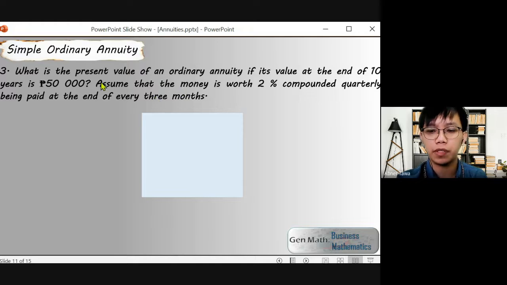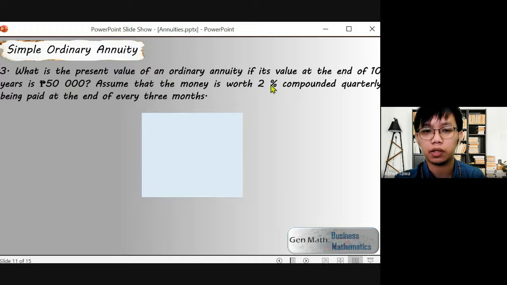If you notice, the present value as the unknown is already specified, compared to our problem recently where it was not specified. Okay, it is easier to identify the unknown. We have here the following given: 10 years, and the value of the annuity after 10 years is 50,000.